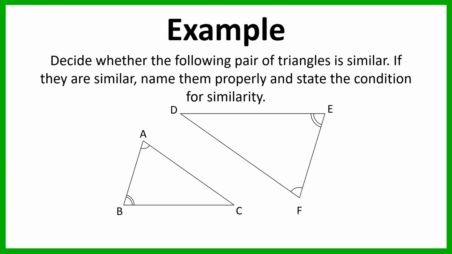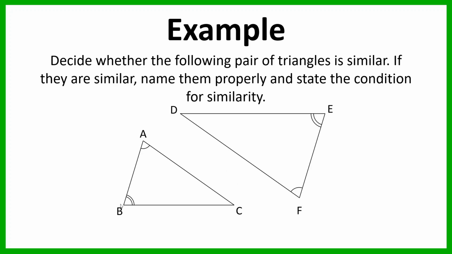So even though I haven't actually been told explicitly that these two angles are equal to each other, I can say that they're equal because they are the third angle in the two triangles, and I already know that the other two angles in the two triangles are the same. Okay, so in this case, I can say that triangle ABC is similar to this triangle. So now I need to go and name it in the correct order.